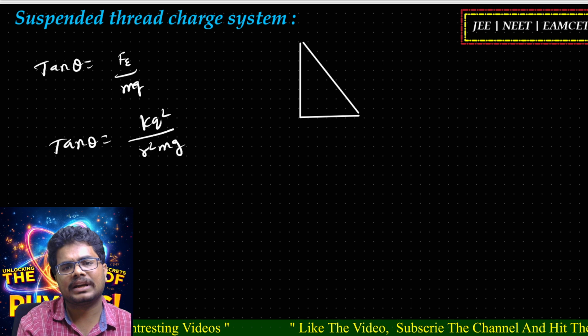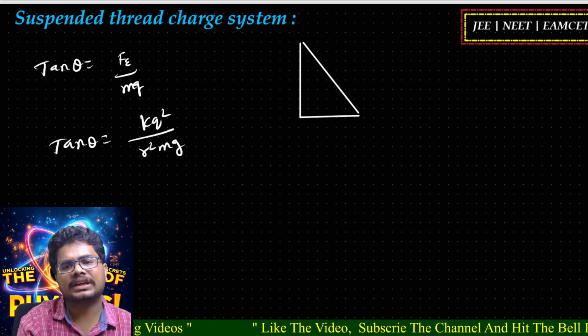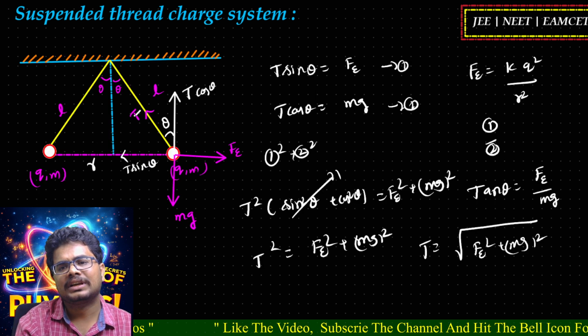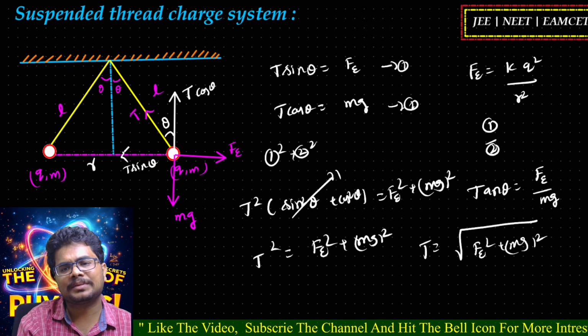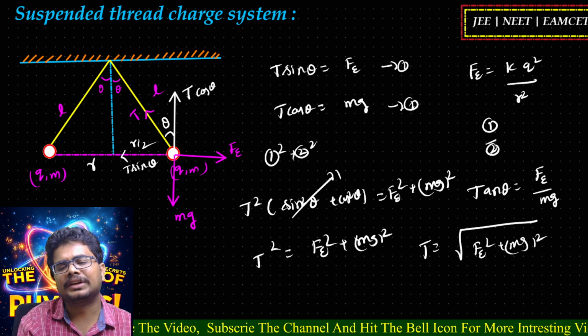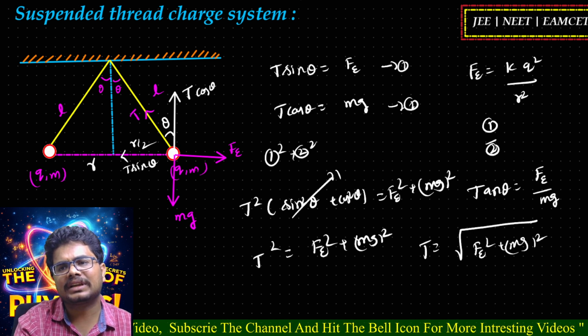Like this, I choose one right angle triangle. Which right angle triangle, sir? Let me go to the previous slide. This is L, this is theta, and the total is R. If the total is R, half of that will be R by 2. Okay, find the triangle you take.